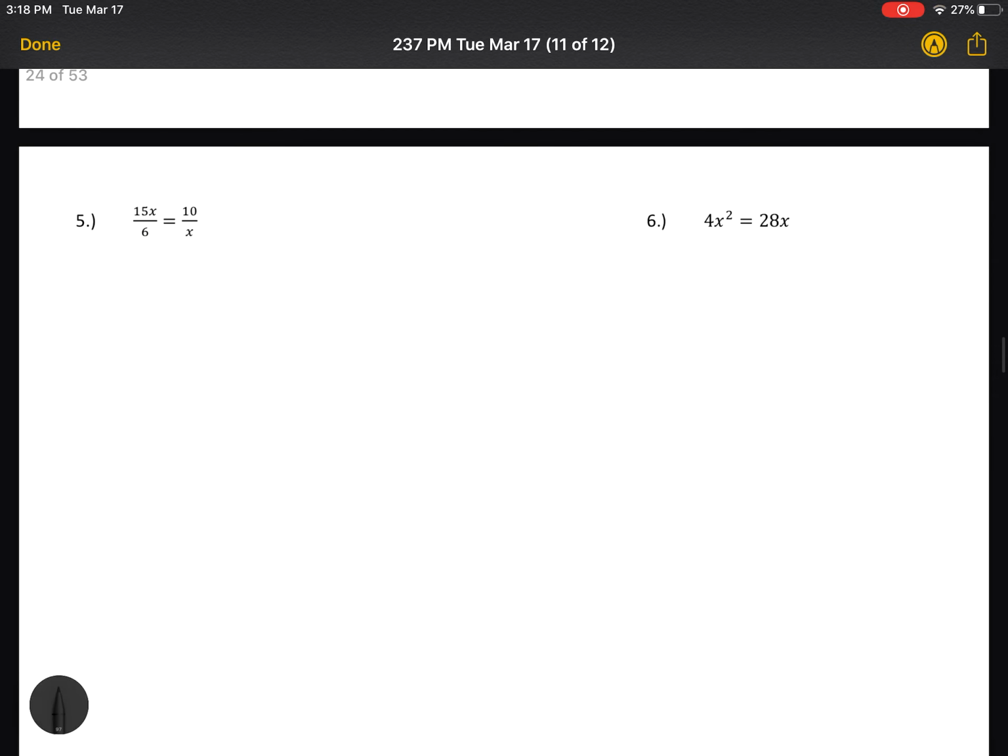On to number 5. This one's a little bit different just because we're nowhere near in standard form. What we actually have to do for this one is cross multiply. So we're going to multiply 15x times x and 6 times 10. 15x times x gives us 15x squared. 10 times 6 gives us 60. But then again, I need to get this in standard form. Make that right side say 0.